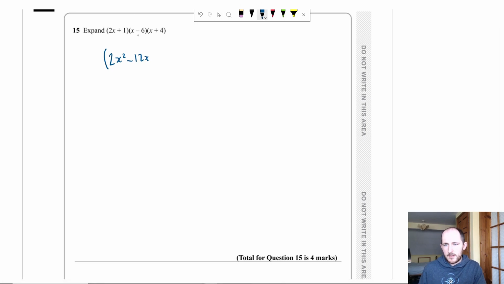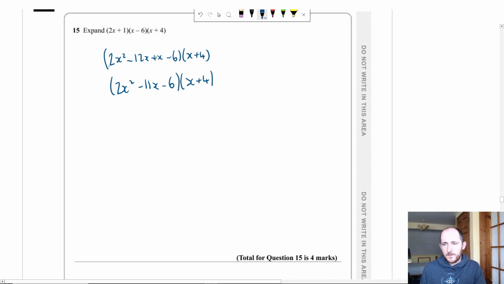1 times x, so plus x. 1 times minus 6, minus 6. Easy peasy lemon squeezy. Then we're going to simplify, so we have 2x squared, just as per normal. Then we have minus 12x plus x, that's minus 11x now. And then minus 6.